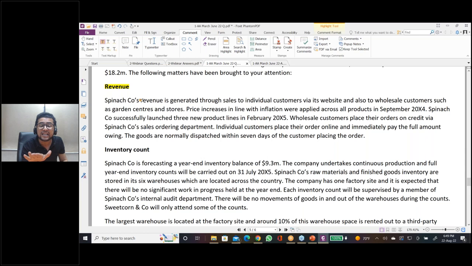And if you are going to select a sample from the goods dispatch note and match it within the year-end revenue, that verifies the completeness. So this is it. You need five. We have explored four, five.